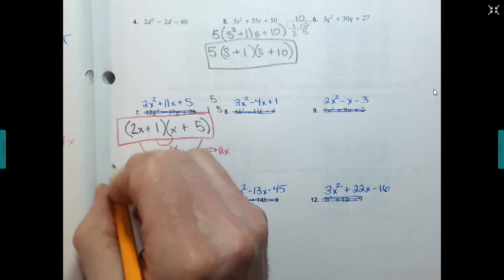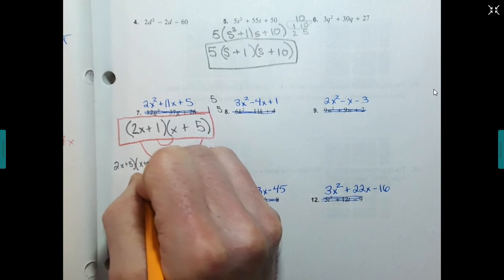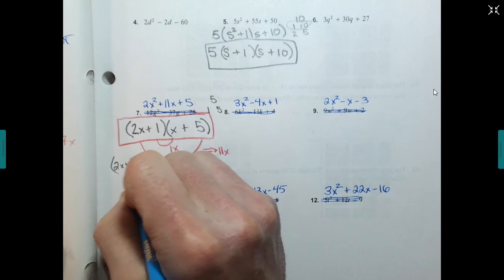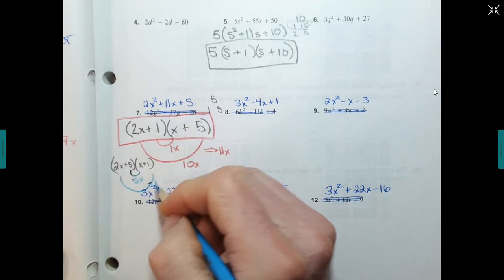If I had switched them and I had 2x plus 5 times x plus 1, well, then my double smiley would have been, let's use a different color, I would have had 5x and 2x, which would be 7x. So that's not it.